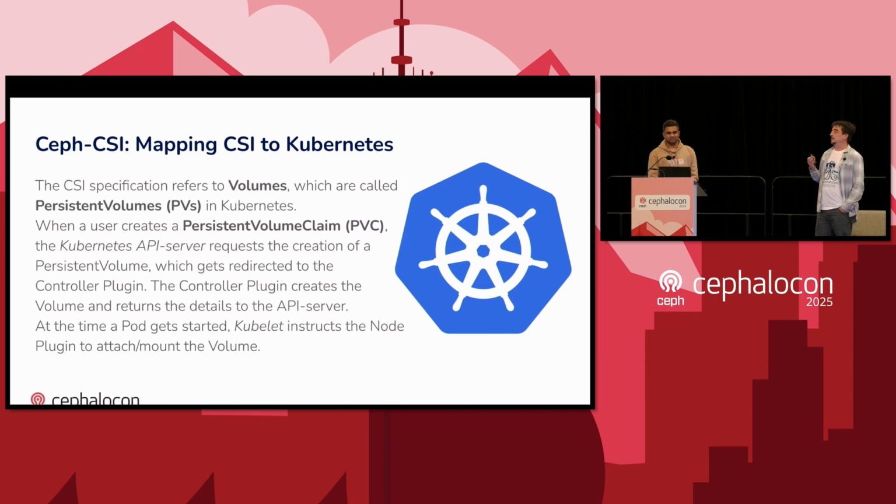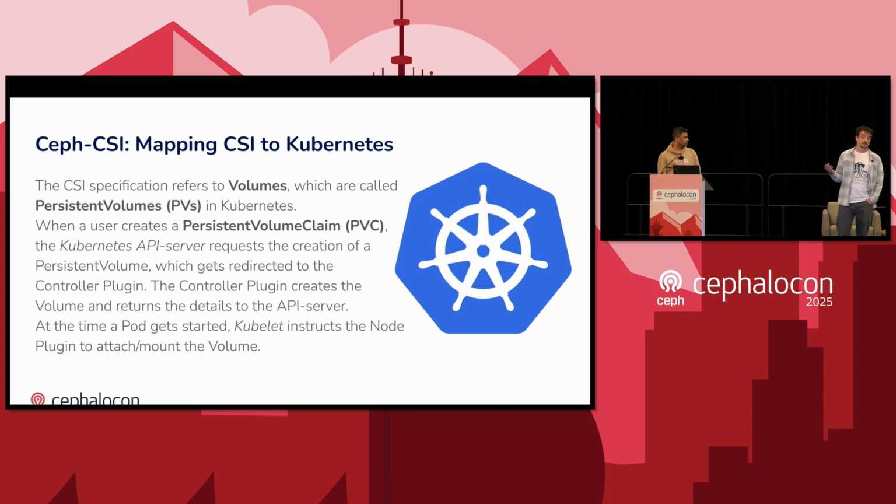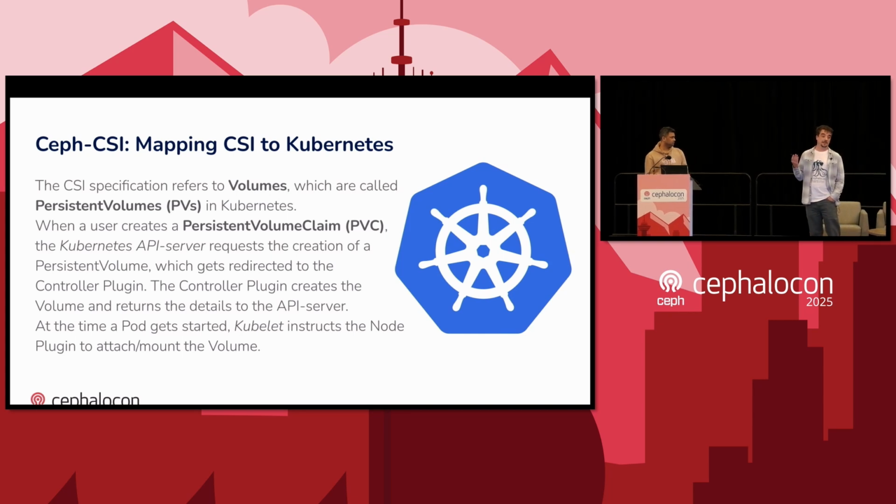The CSI specification defines several components. There's a controller, there is a node plugin, and the main thing that people are interested in are the volumes. This is a rather abstract concept. In Kubernetes, the volumes are mapped to persistent volume claims, or actually the PVs. A persistent volume claim triggers the creation of a PV, and this PV basically is a volume in CSI speak.